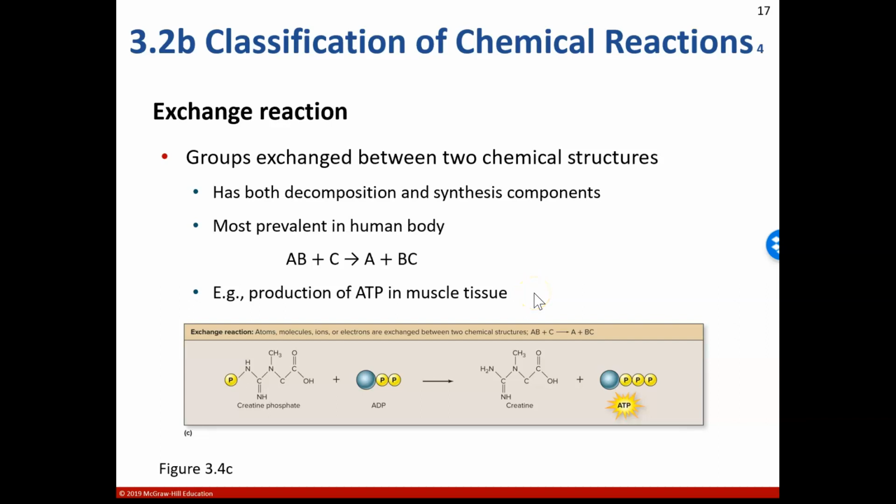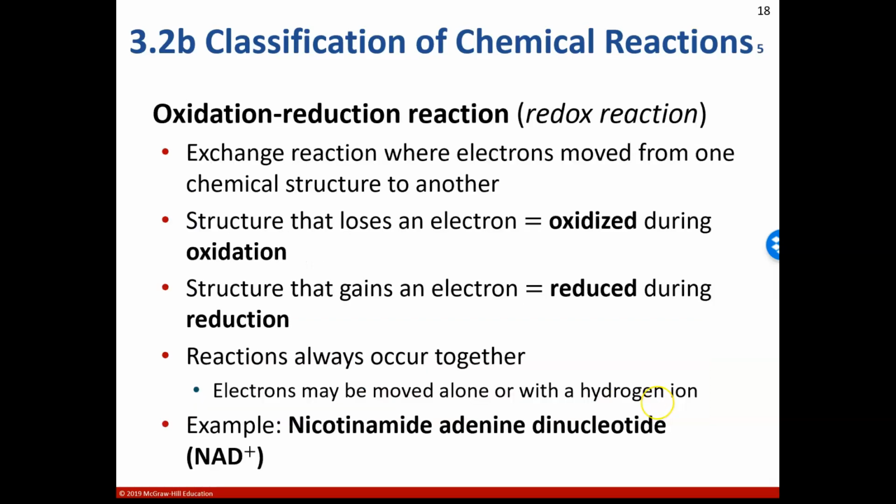An example of this would be the production of ATP within our muscle tissue. So on the left side here, we have creatine phosphate, and we are adding that to adenosine diphosphate, meaning di-2, which means we have two phosphates here, and you can see on this creatine phosphate that we have this phosphate molecule. So as the reaction proceeds to the right, we have taken that phosphate molecule off of creatine phosphate and added it to our new molecule, which is ATP, tri meaning 3 phosphates here.